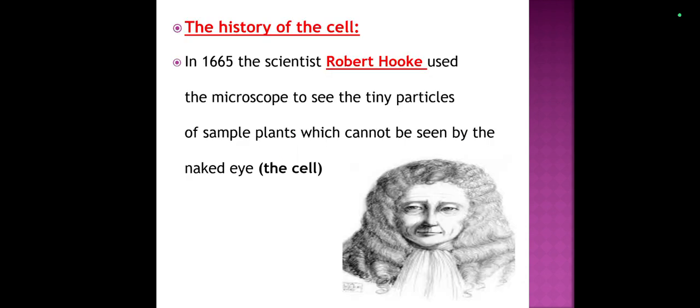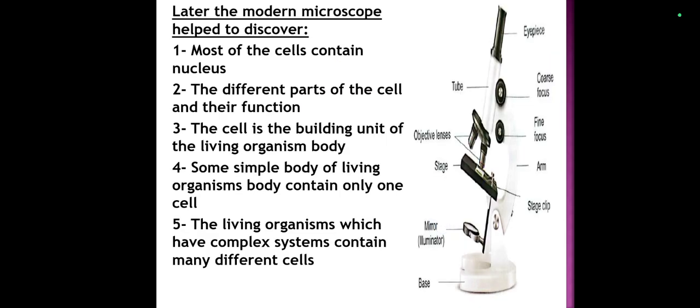First, let's discuss the history of the cell. In the 17th century, in 1665, Robert Hooke used the microscope for the first time to see tiny particles, which he named the cell. So the word cell was invented by Robert Hooke. He used the microscope to see samples of a plant that we cannot see with our naked eye.